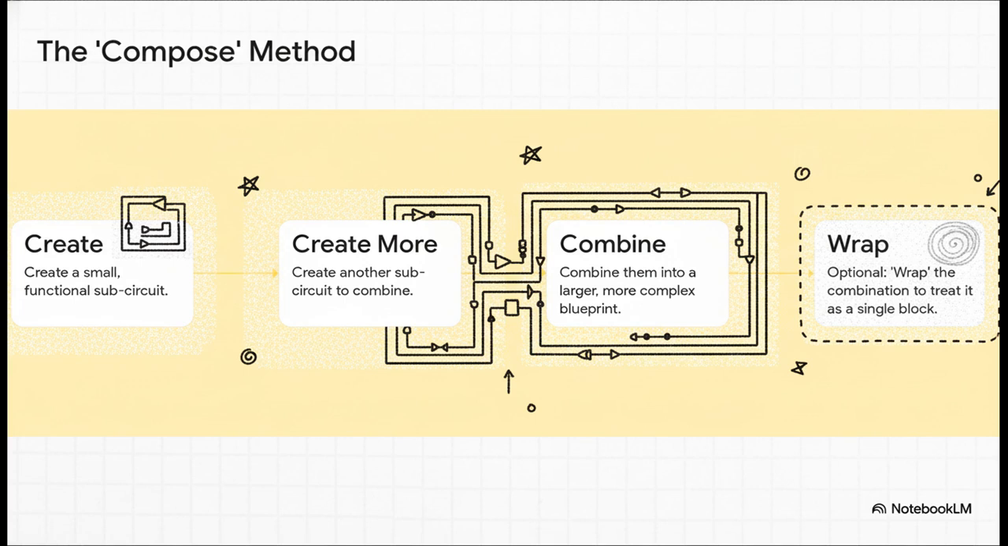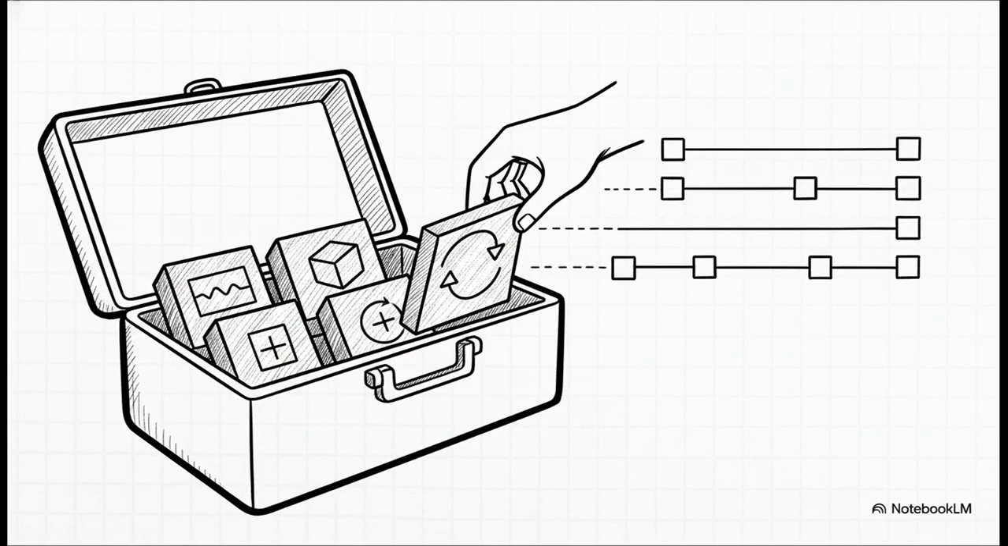You design these small subcircuits that each do one specific job really well, and then you compose them, you combine them to build something way more powerful. And what's really cool is you can even wrap up that new combination so it just looks like one single block on your main blueprint. It's a fantastic way to manage complexity. And here's the best part. You don't have to build all of these modules yourself.